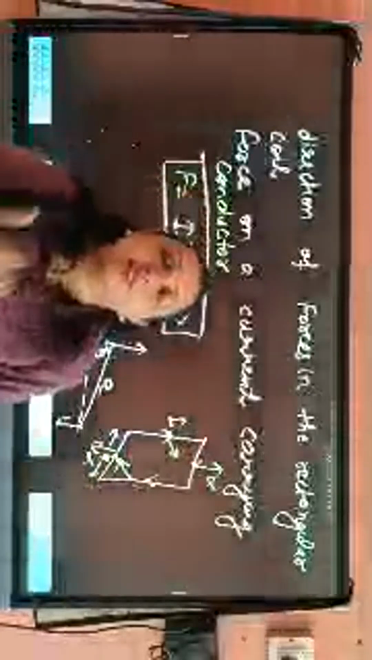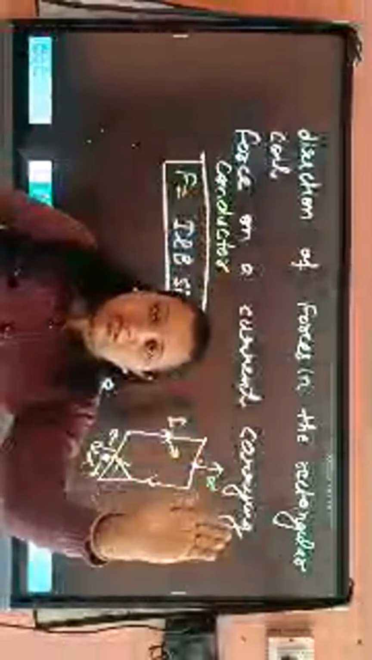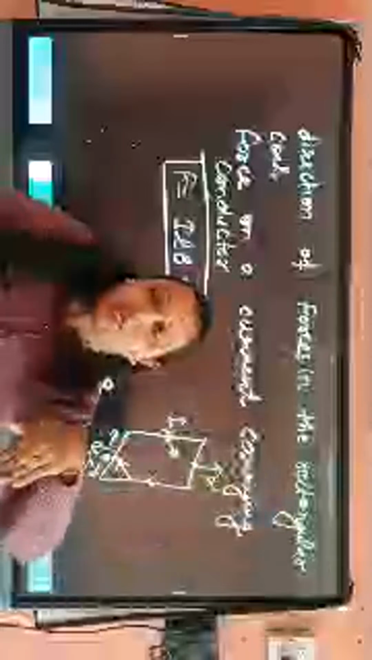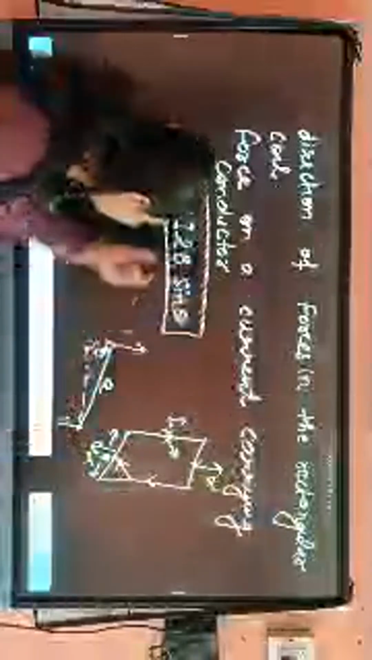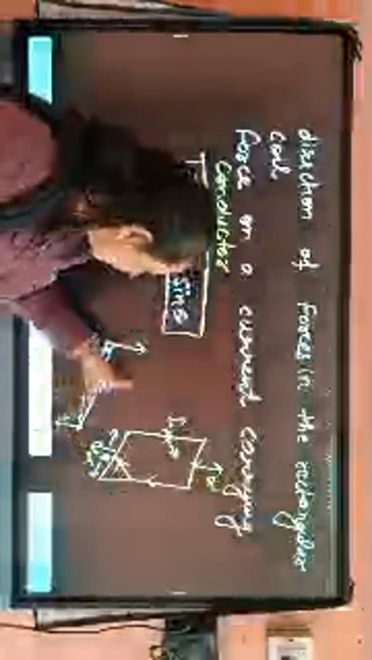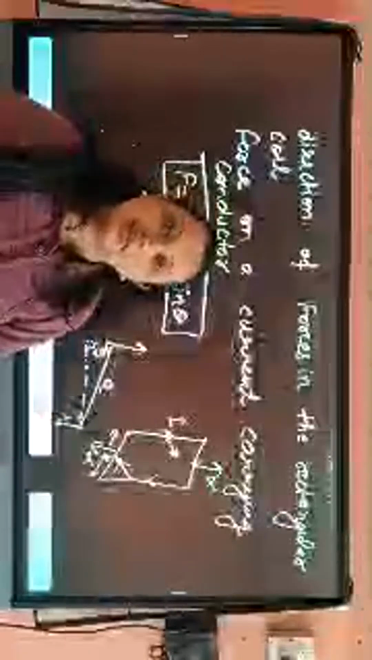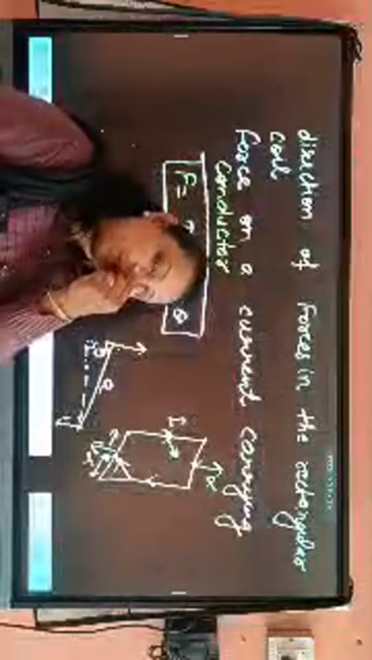So when the forces act in vertically opposite directions, one upward and one downward, and they have the same magnitude. What is the magnitude of both? F is equal to ILB sin theta. The force is perpendicular here, here, and here, so theta is 90 degrees, right? And sin 90 degrees is equal to 1. So maximum force is acting on both sides.